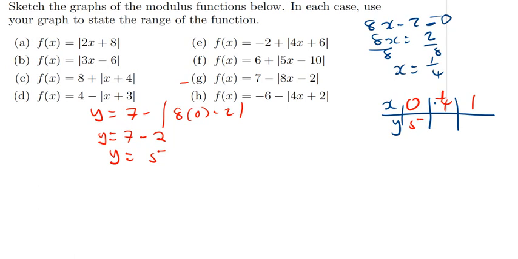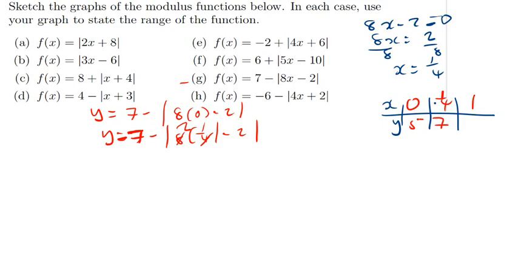Yes. Now let us go ahead and plug in 1 over 4. So y will be equal to positive 7 minus the modulus of 8, where there is x, put 1 over 4, then minus 2. This and this will give me 2. 2 minus 2 is 0. The modulus of 0 is 0. 7 minus 0 is 7. Are we together?